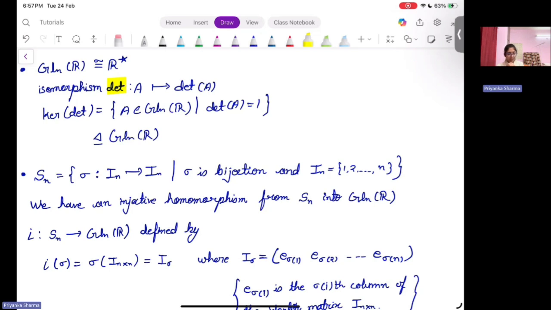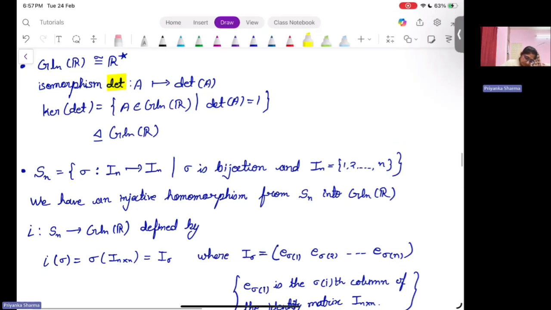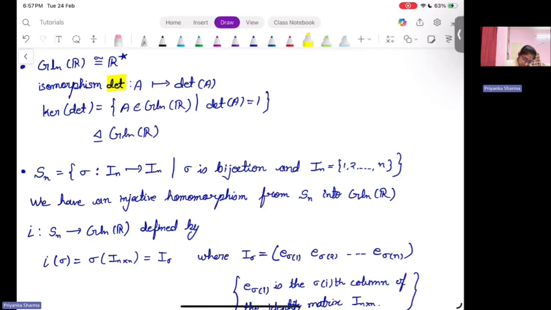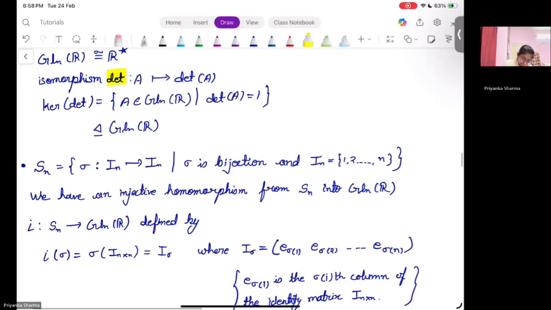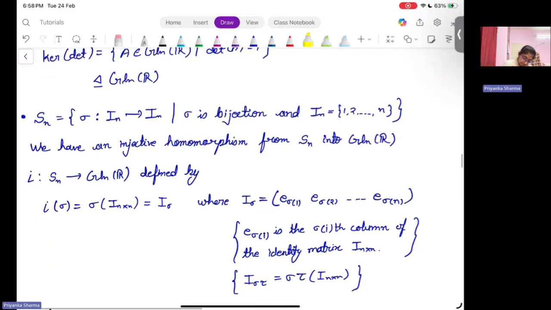determinant cannot be 0, and this assures that we will not go to 0. This is a multiplicative group, both actually. In GL_n(R) we use multiplication of matrices, and in R star we use multiplication of real numbers, that is the usual multiplication we do. So what is the kernel of this homomorphism? The kernel will be the group of all those non-singular matrices of order n by n over R which have determinant 1. And this is a normal subgroup of GL_n(R).